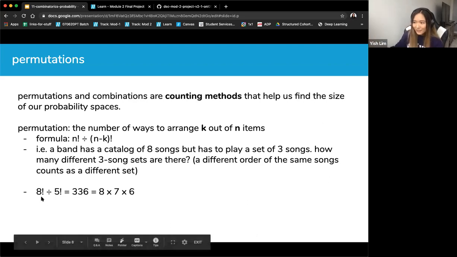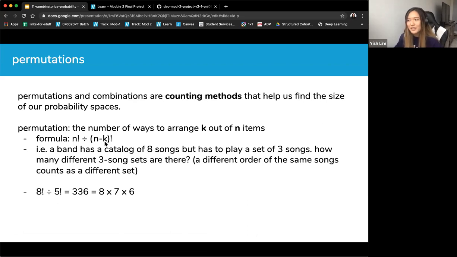You're taking 8 factorial divided by 5 factorial. And it's 5 factorial because it's n minus k. In this case, n is 8, k is 3. So you're trying to make 3-song sets out of 8 songs, which is why k is the length of whatever the thing is that you're trying to pick. It's kind of hard to explain in English words, but hopefully this example makes sense? All right, cool.